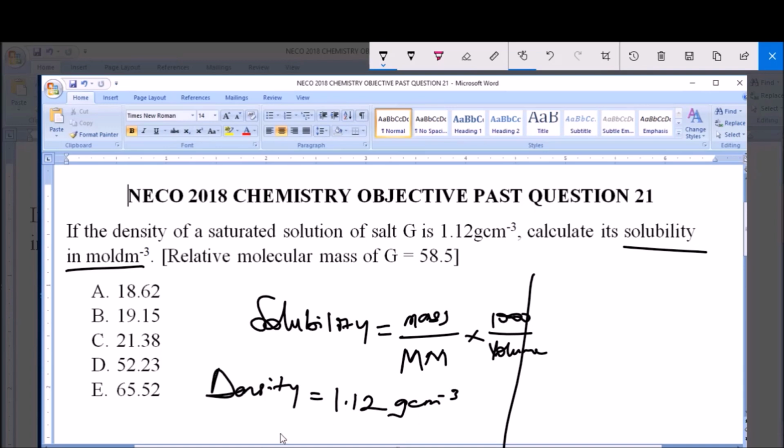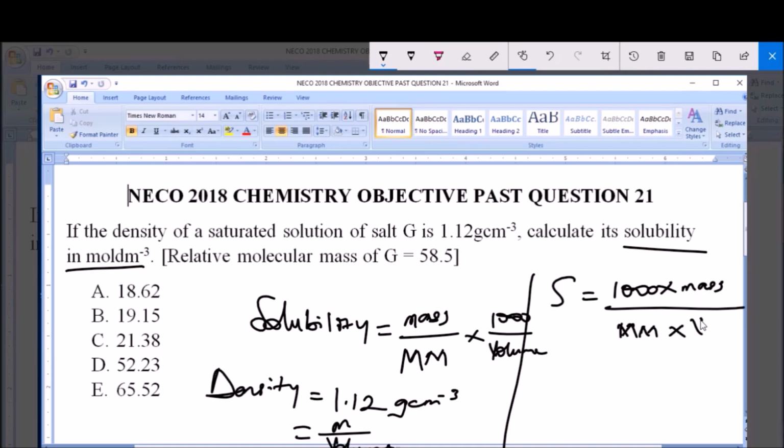Now, like we know, density is given as mass over volume. From this expression of solubility, given as mass over molar mass times 1000 over volume, we can say solubility S is equal to 1000 times mass over molar mass times volume. And from here you see that this mass over volume is already given to us as our density, because density is mass over volume.